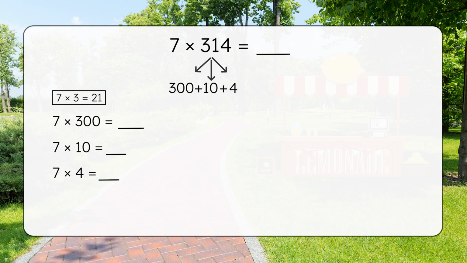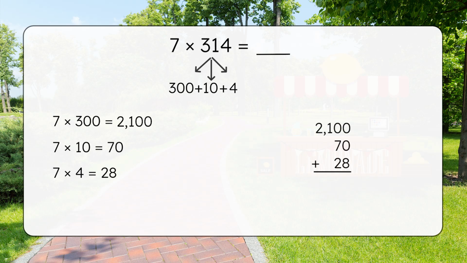7 times 3 equals 21, so 7 times 300 equals 2,100. 7 times 10 equals 70, and 7 times 4 equals 28. Just like the area model, we add these partial products together. 2,100 plus 70 plus 28 equals 2,198 pounds.